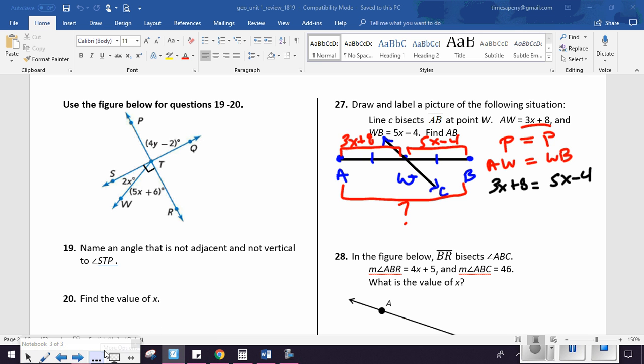And now we solve for x. First thing I would do, subtract 3x on both sides. So you have 8 equals 2x minus 4. Add 4 to both sides. You would have 12 equals 2x. And divide by 2. So 6 is equal to x. Again, read your instructions. I'm not done because it wants me to find AB.